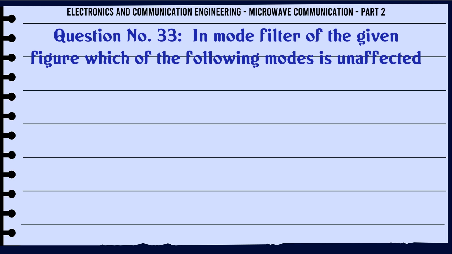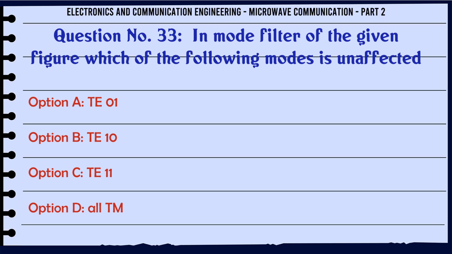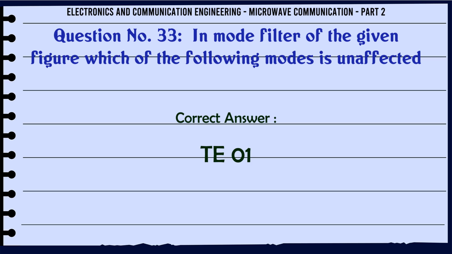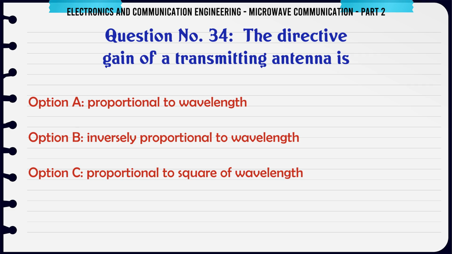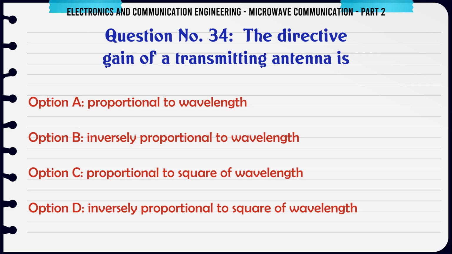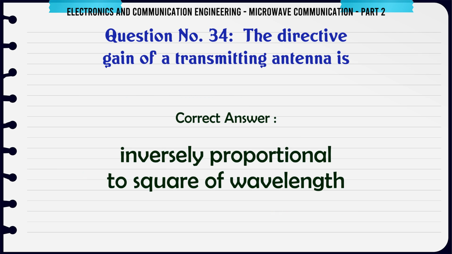In mode filter of the given figure, which of the following modes is unaffected? A. TE01, B. TE10, C. TE11, D. All modes. The correct answer is TE01. The directive gain of a transmitting antenna is: A. proportional to wavelength, B. inversely proportional to wavelength, C. proportional to square of wavelength, D. inversely proportional to square of wavelength. The correct answer is inversely proportional to square of wavelength.